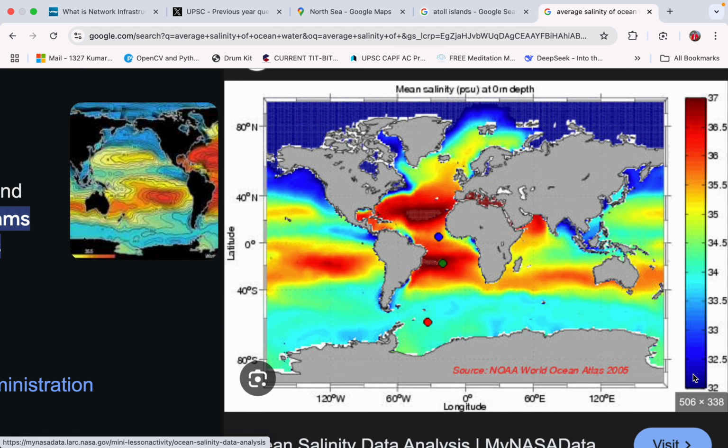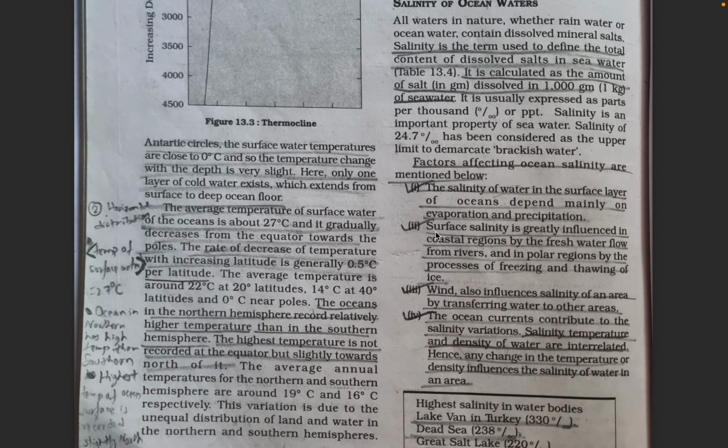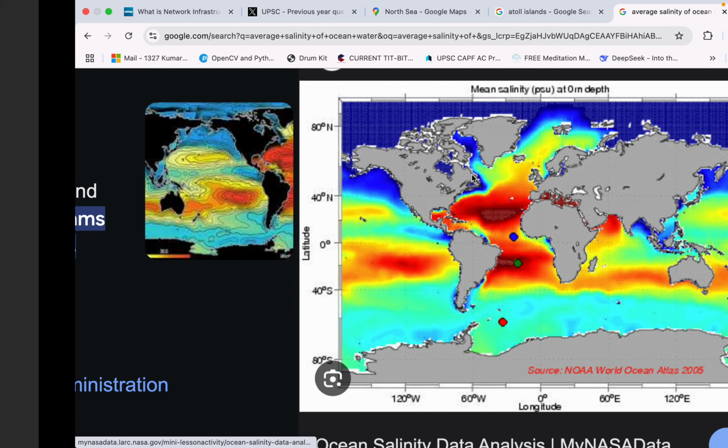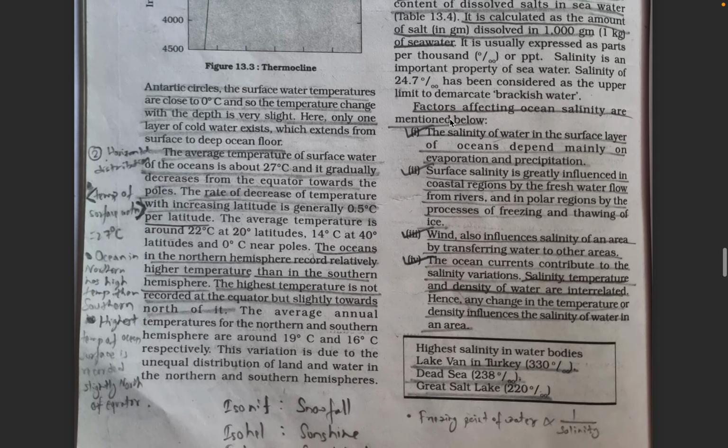24.7 is the upper limit of brackish salinity, and you can see that nowhere is the whole ocean brackish in nature. The average salinity of ocean water is around 35. So what are the factors that affect the salinity?